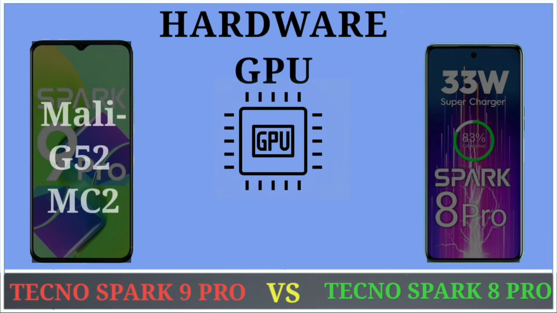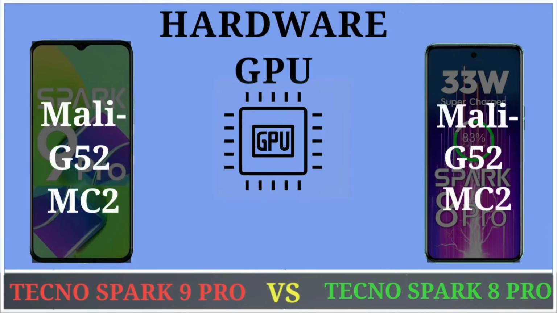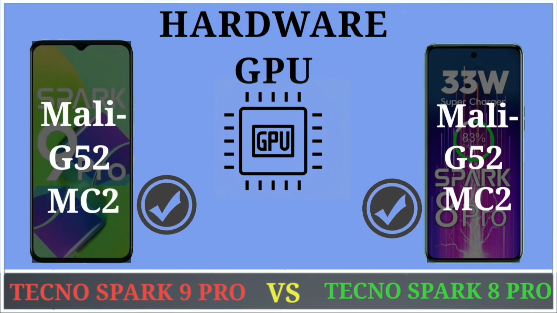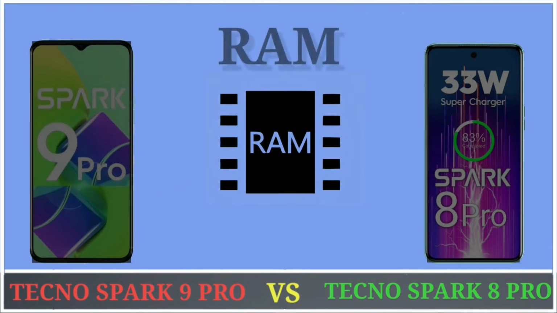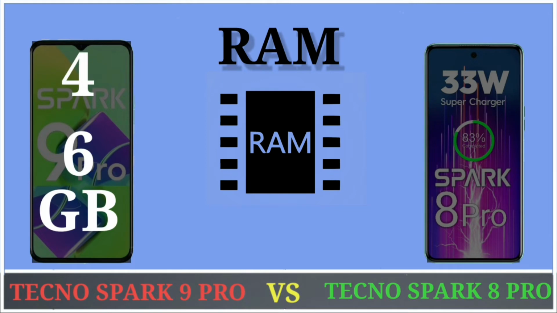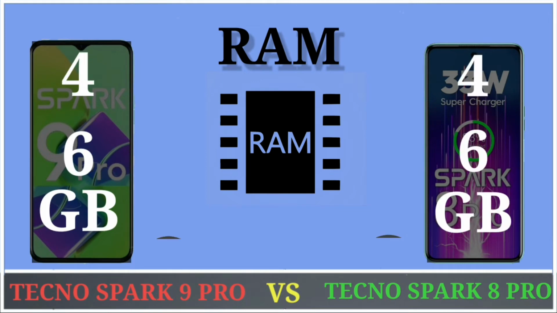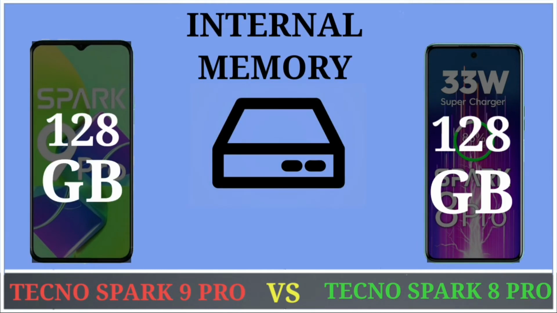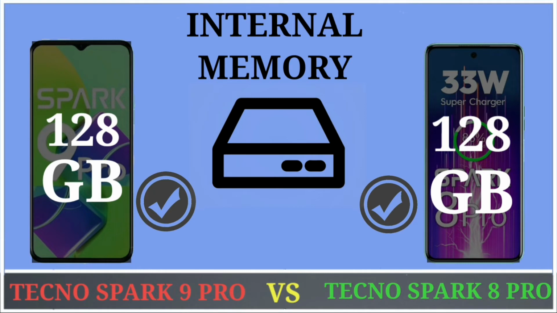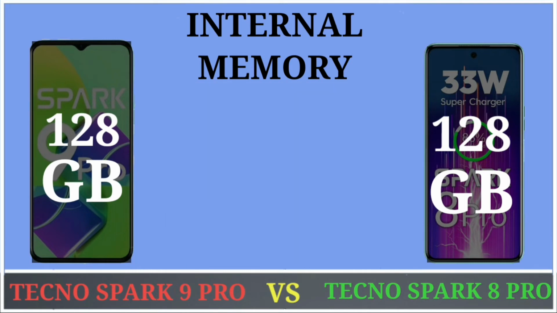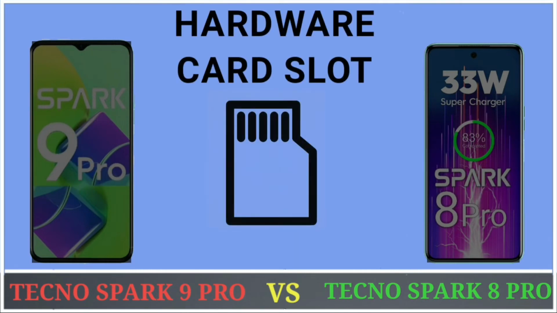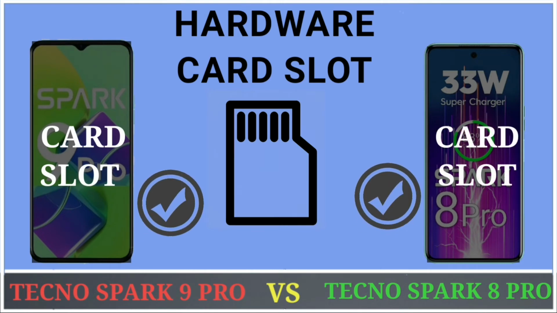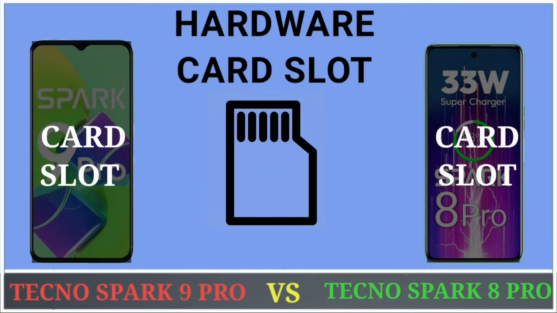GPU. The Spark 9 Pro and Tecno Spark 8 Pro both phones have Mali G52 MC2 GPU. RAM. Spark 9 Pro and 8 Pro both phones have 4GB or 6GB RAM variants. Internal storage. Both phones come with around 128GB of internal storage. Let's talk card slot. The Spark 9 Pro supports a card slot and the Spark 8 Pro also supports a card slot.